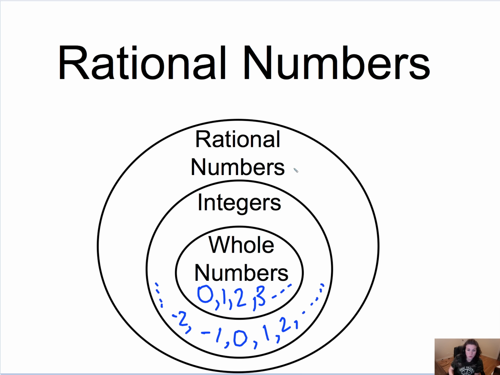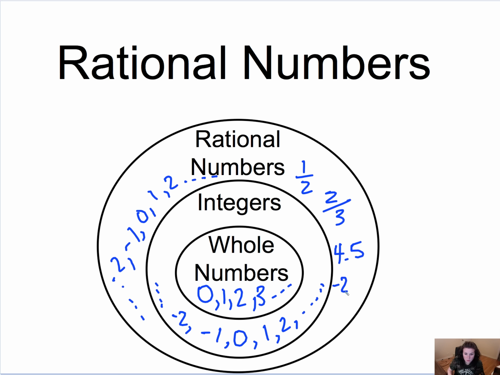Rational numbers include all of those. -2, -1, 0, 1, 2, on and on in both directions. All of those are rational numbers, but it also includes fractions such as 1/2, 2/3. It also includes decimals like 4.5, -2.3, -1.6 repeated. Okay, all those would be rational numbers.